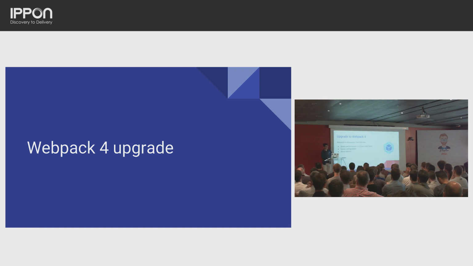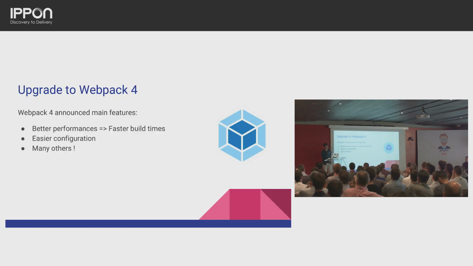So, Webpack 4. What are the main announced features of Webpack 4? First, it should be better performance, and by better performance they mean faster build times, and also an easier configuration, because the Webpack configuration was quite messy, and I don't think a lot of you understand it well. Even for us it was difficult to configure Webpack. So they made some presets for development and production modes in order to provide you some default configuration when you start your project. So it's easier for you to tweak your configuration after.